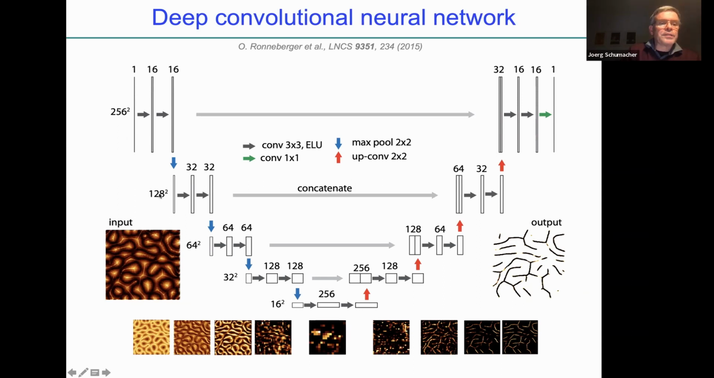A typical classification scheme would just end at the bottom of the U, but now we have to compose the picture again, and that is exactly what this upscaling branch is doing in such a U-net.